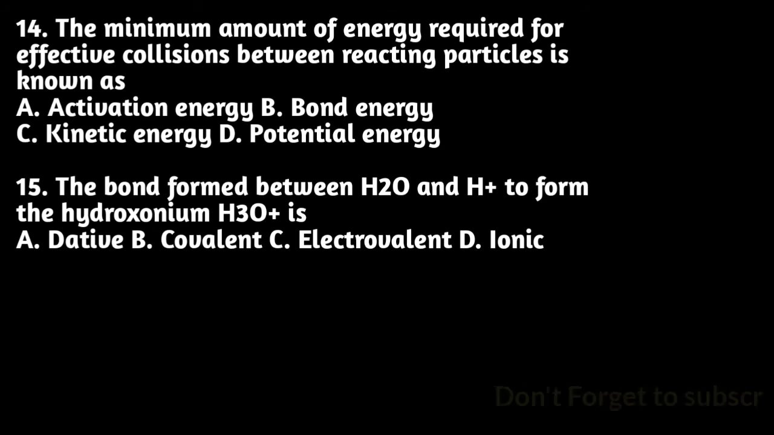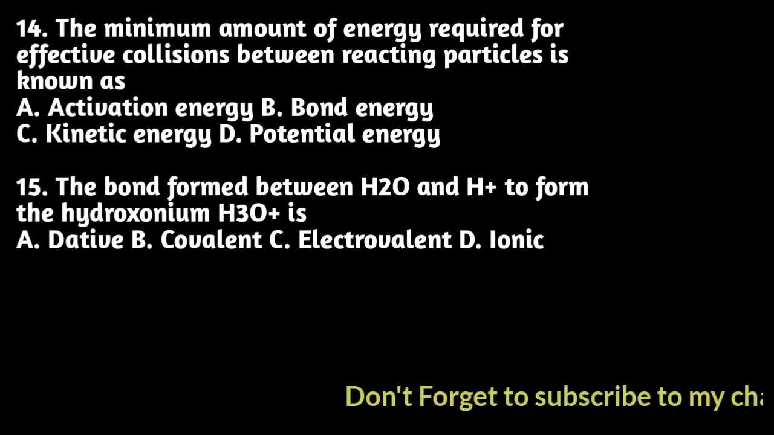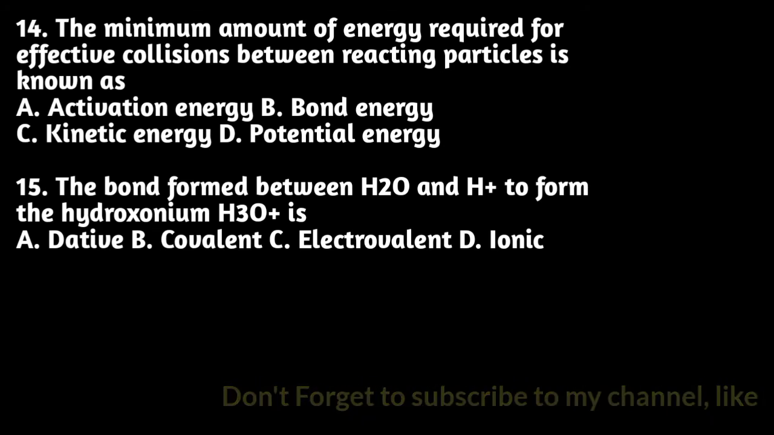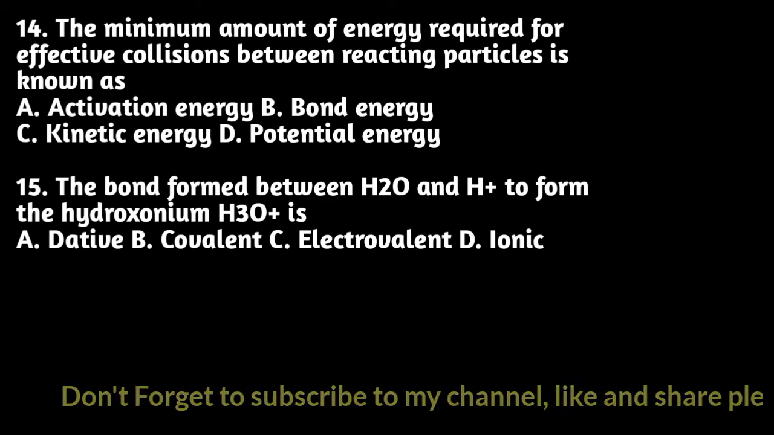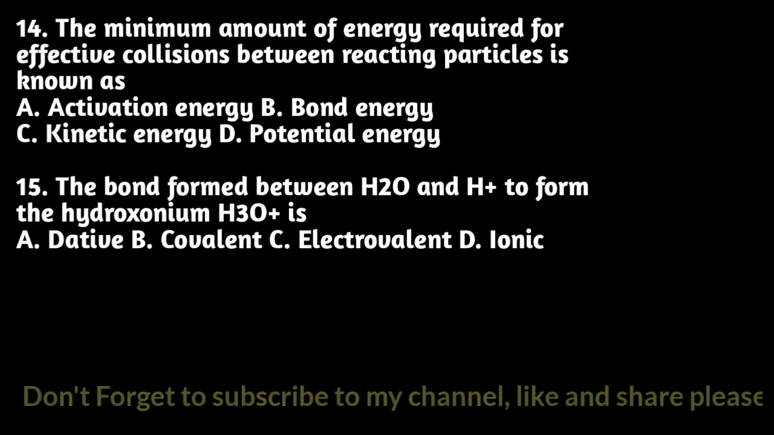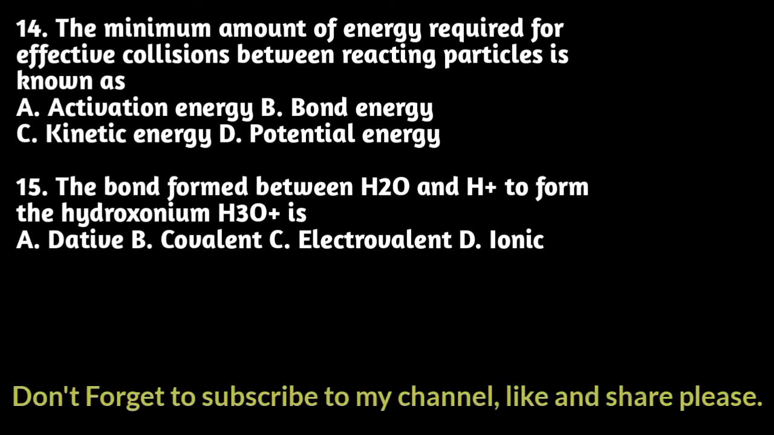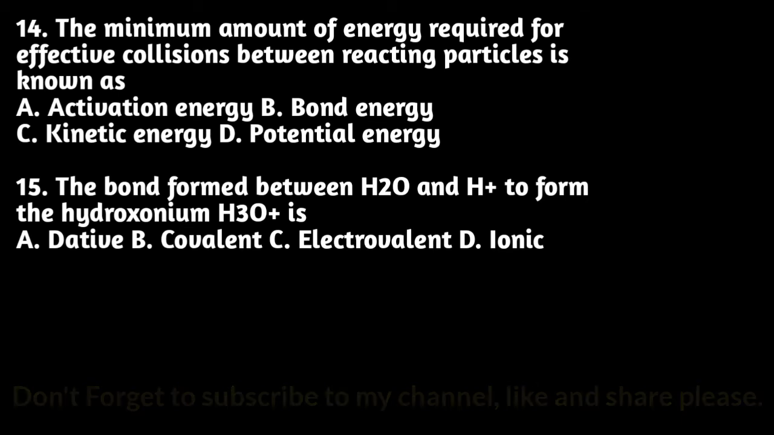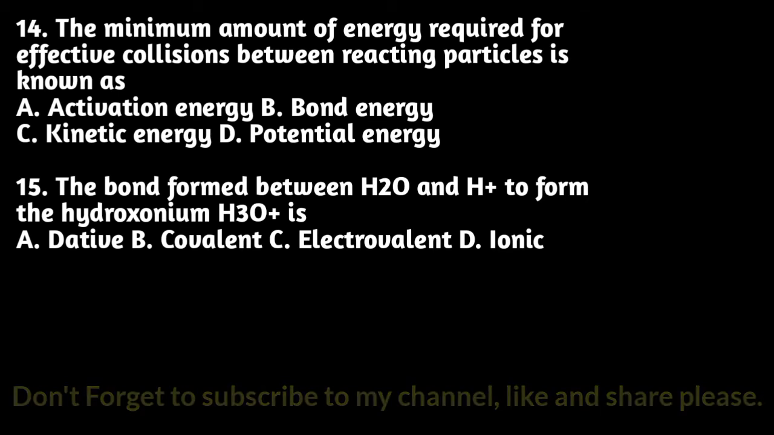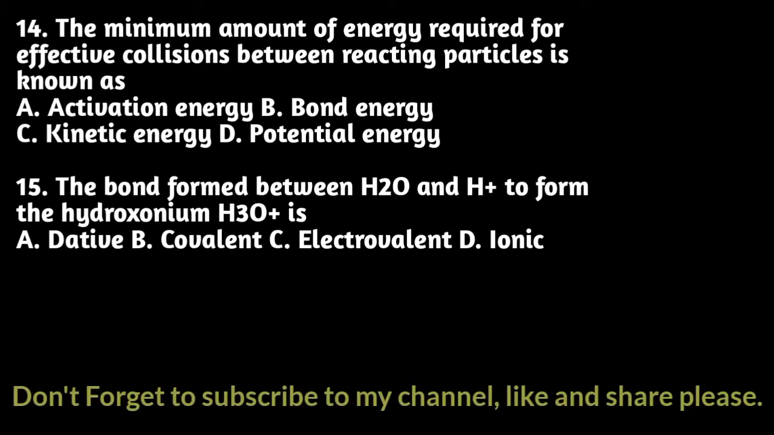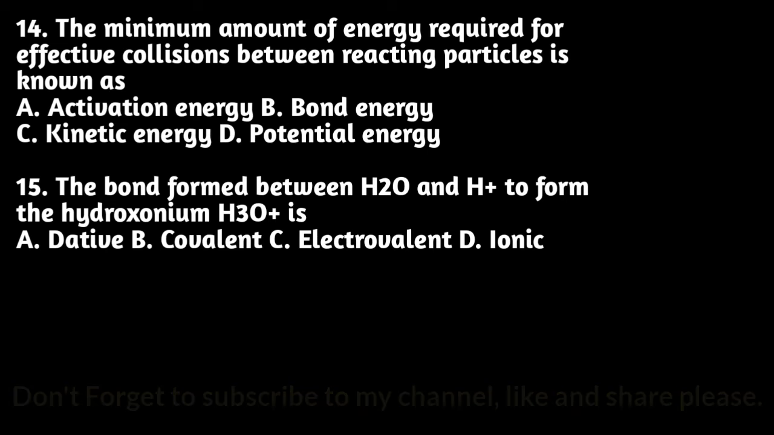Question number 15. The bond formed between water and hydrogen ion to form the hydronium ion H3O+ is dash. The options we have here are A, dative, B, covalent, C, electrovalent, D, ionic. Okay, before I choose the answer, I want you to understand that electrovalent and ionic bonding are just the same thing. It's just a different way of calling it. Therefore, we'll be deciding between A and B, since we know that C and D cannot be the answer.